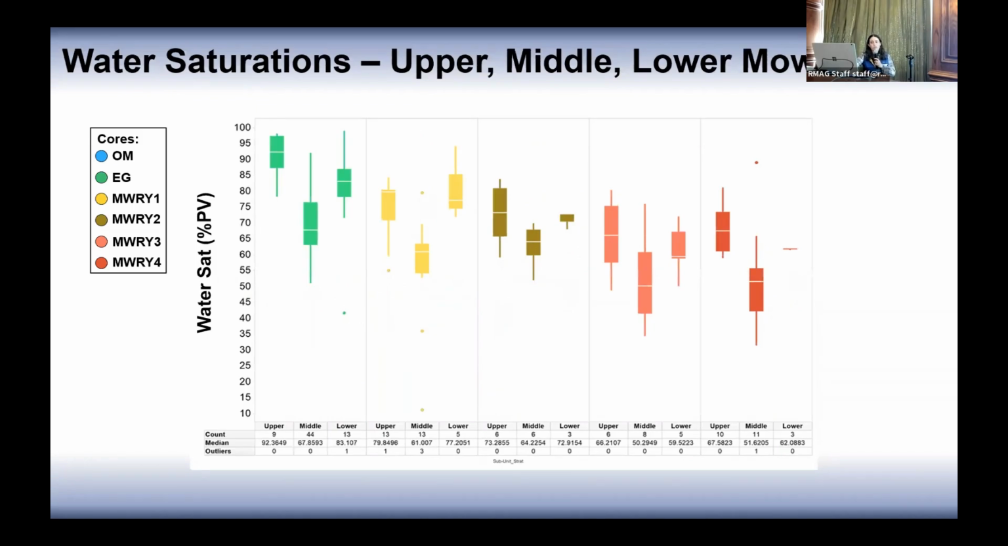Similarly, in terms of water saturation, you see that the middle Mowry has the lowest water saturations, and that's consistent across these cores. And that's superimposed on the overall trend of lower maturity here, getting improved and improved hydrocarbon saturations, lower water saturations as you move to this Mowry 4 core here.